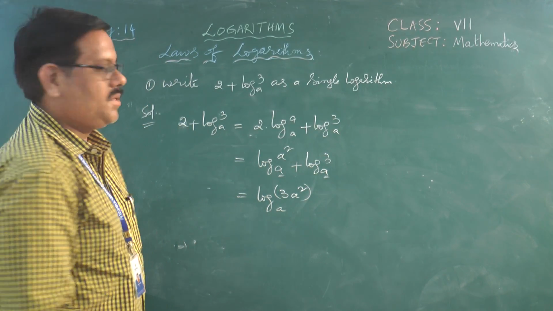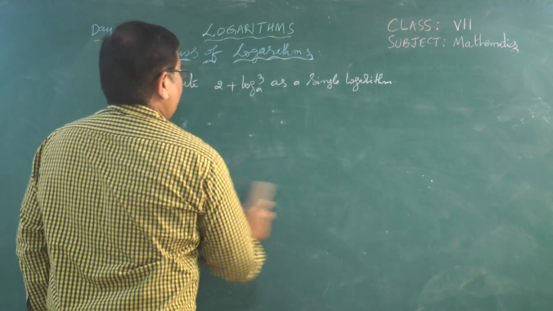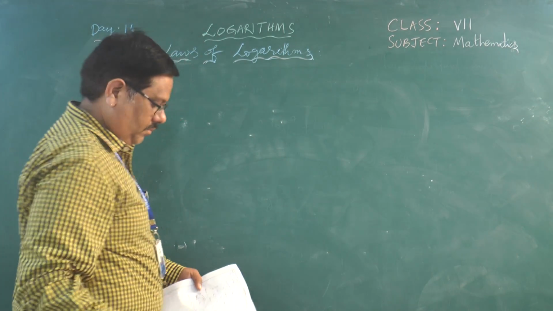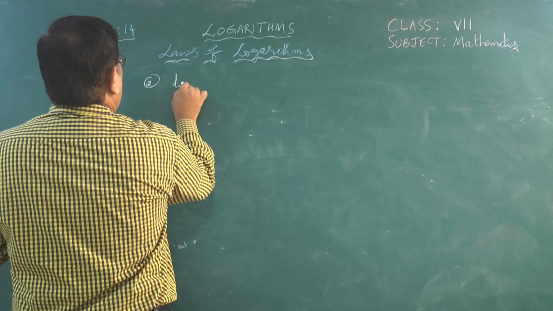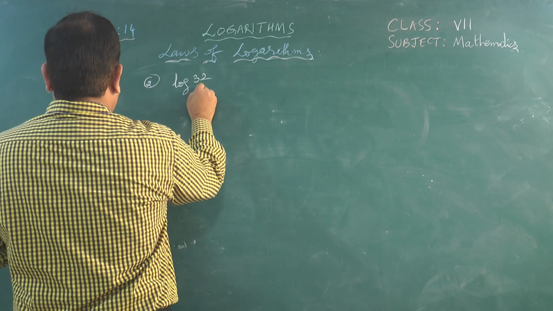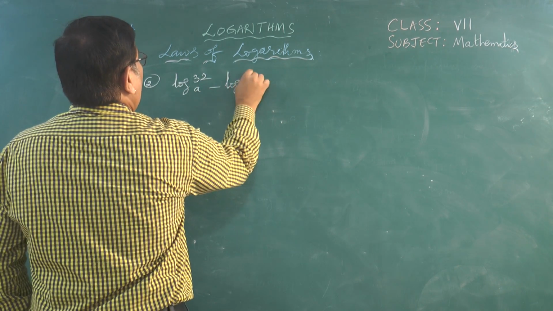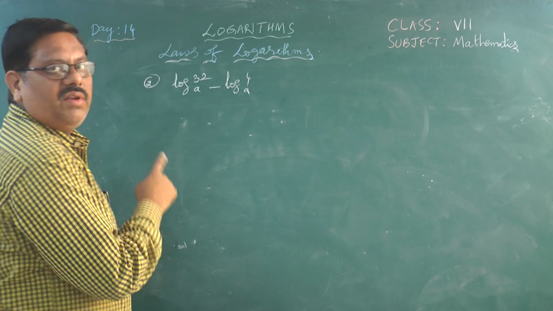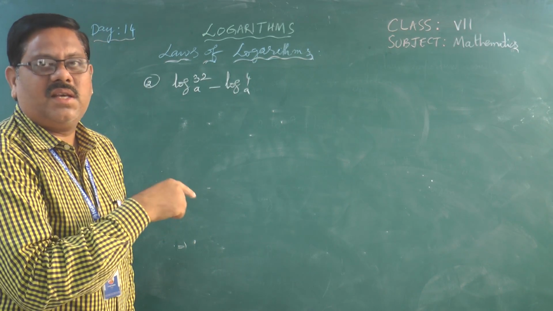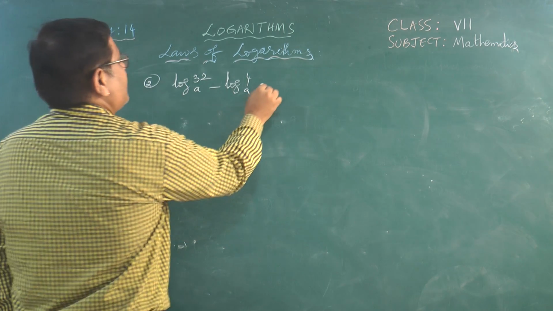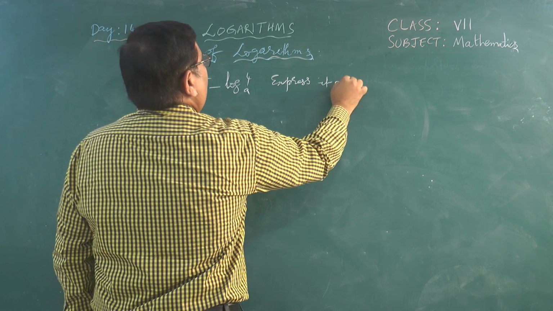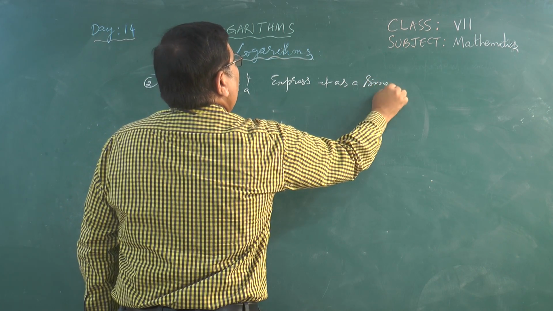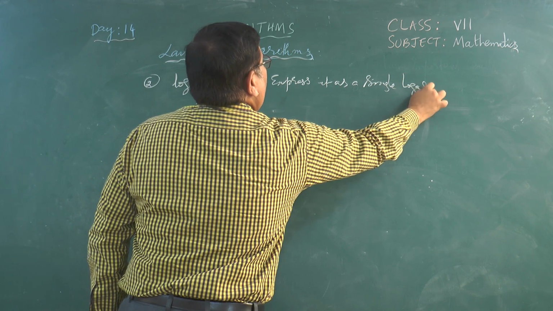Now we will move to the next question. Second question, log 32 to the base a minus log 4 to the base a. Even here he is asking us to express it as a single logarithm.